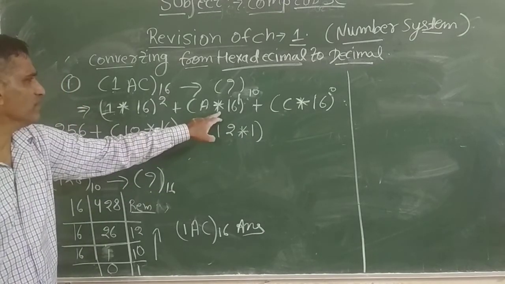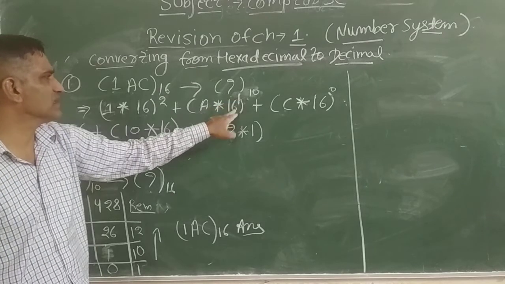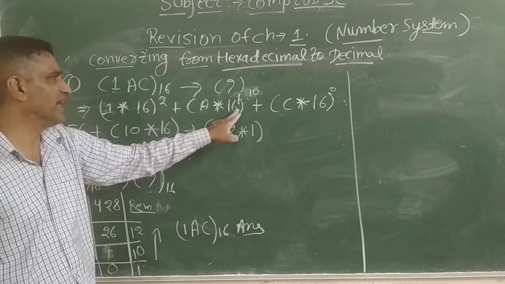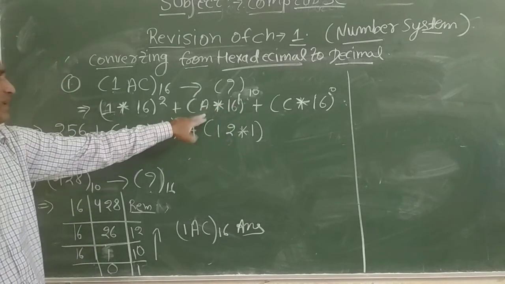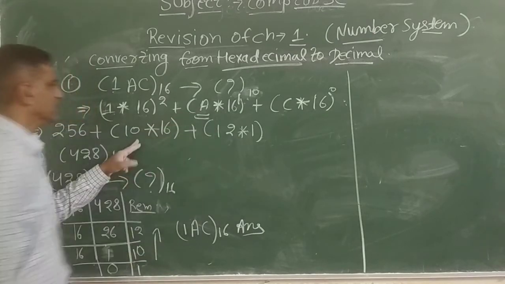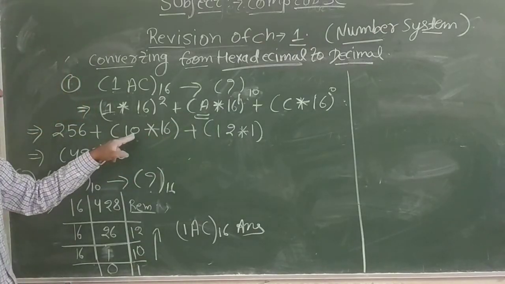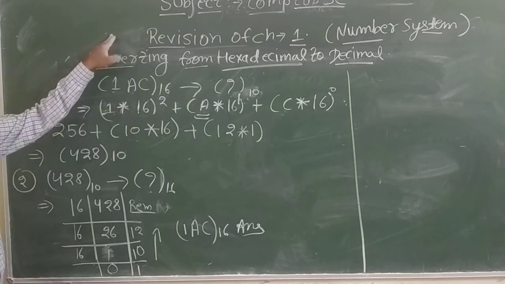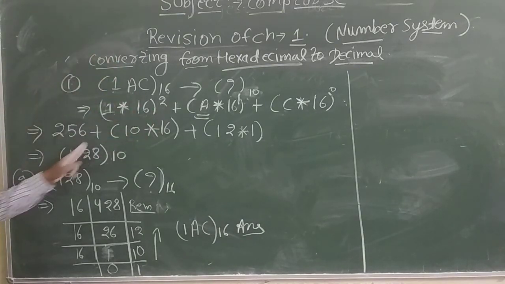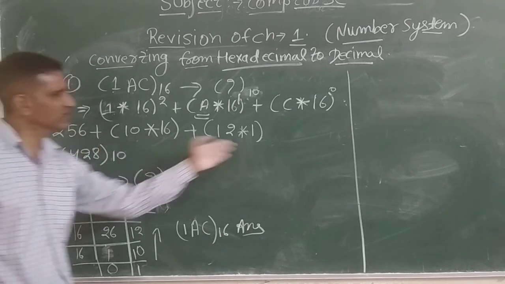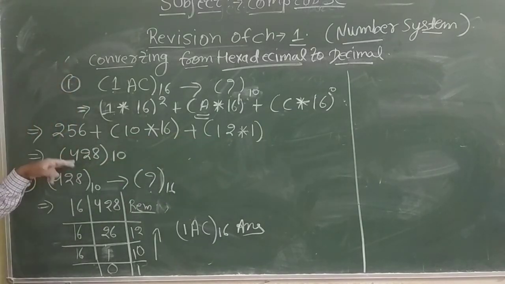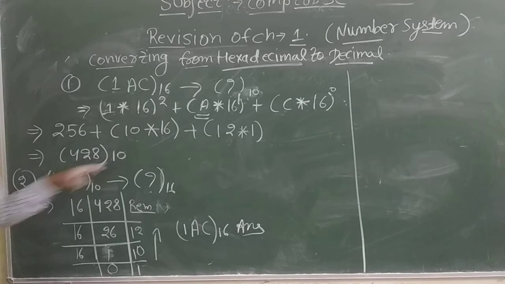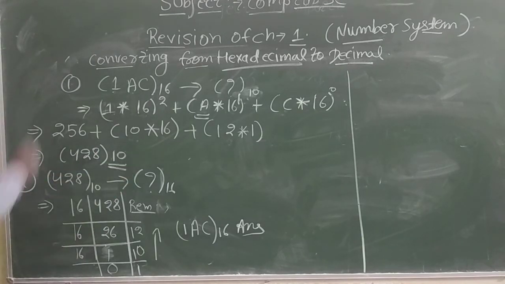Here A is multiplied by 16 and the power is 1. 16 power 1 is 16. Here A represents 10, so 16 multiplied by 10 is 160. And 16 power 2 is 16 multiplied by 16, which is 256. So after solving this series, we get 428 in the decimal number system. But this is the first part, converting hexadecimal to decimal.